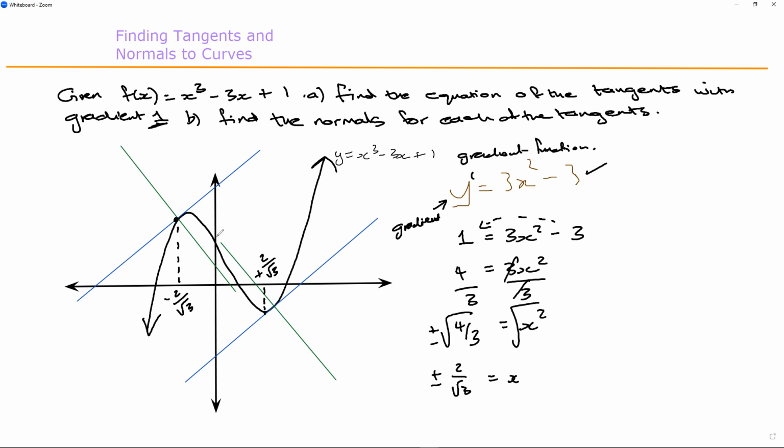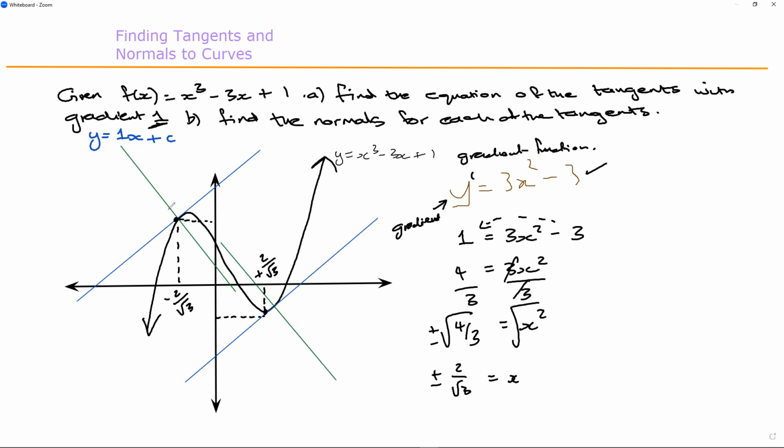And so with that, we now need to get the y values, right? In order to get the y values, we can substitute it back into the original function and get the corresponding y values. Because that can get us the c value for our equation for the tangent. Now we know the tangents have gradient 1, so the equations are definitely y equals 1x plus some c value.